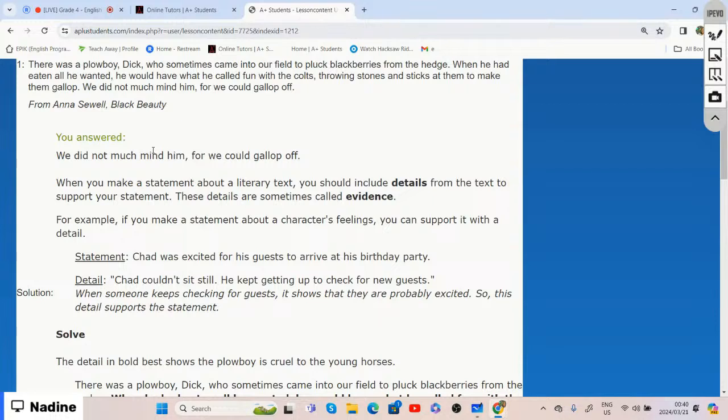And what does that specifically mean? Right? When you constantly get up to check for your guests, it means that you are excited. It's showing signs of excitement, right? Which means that you cannot wait for your friends or your guests to arrive.